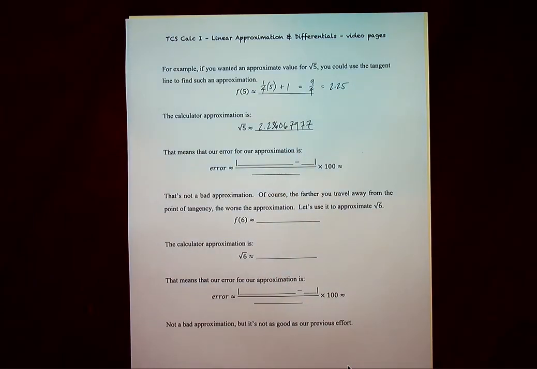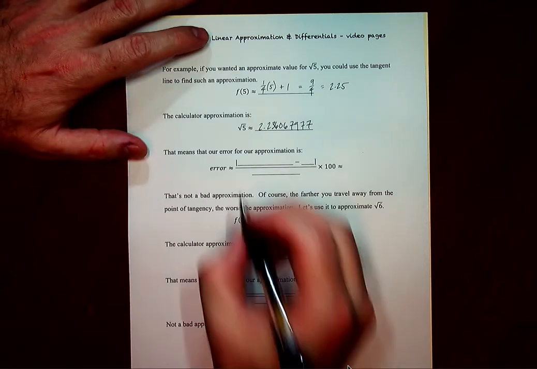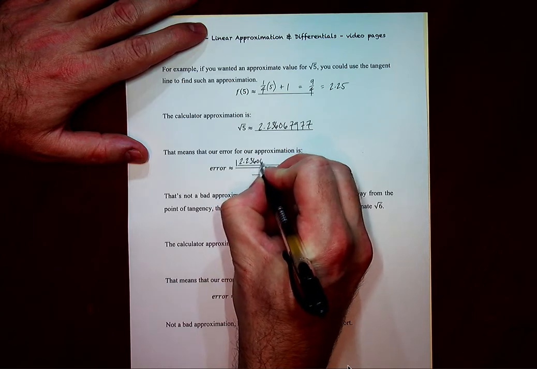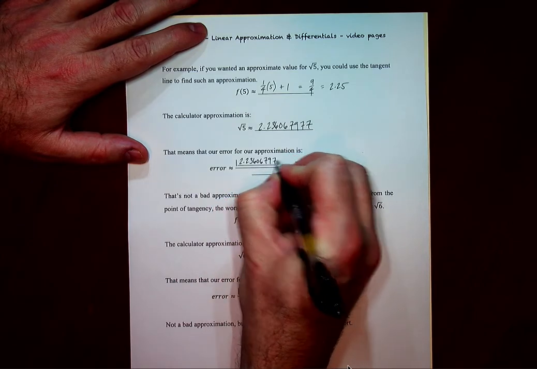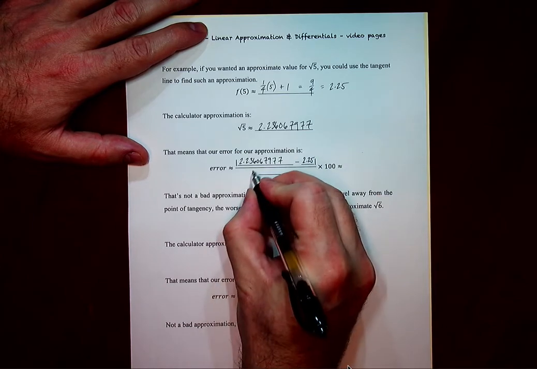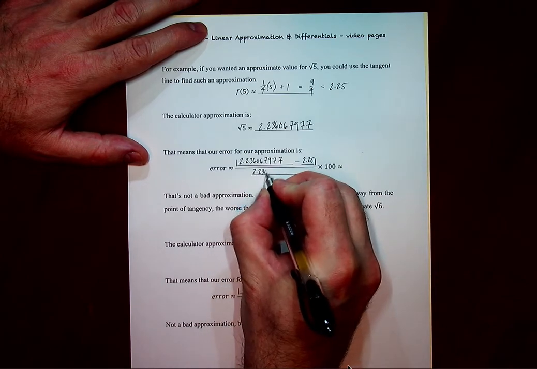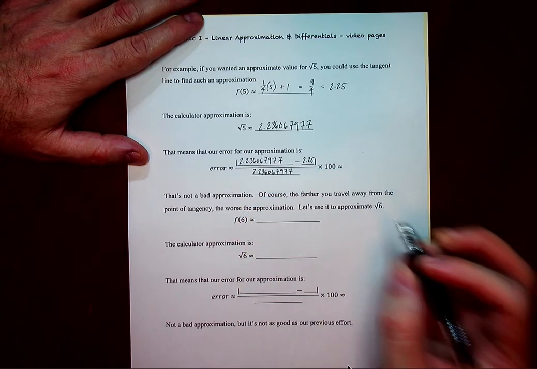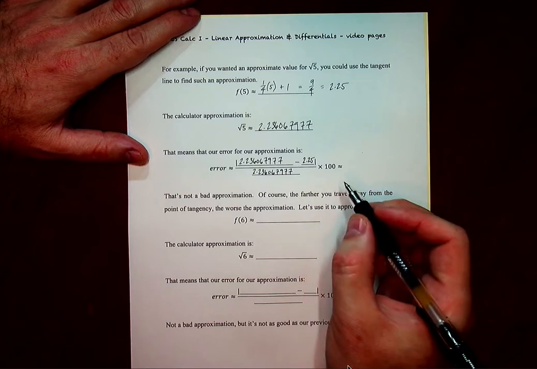Now, 2.236 is pretty stinking close to 2.25, okay? And if you actually wanted to, you could take this number, which is the actual, and subtract the approximation, again dividing by the actual, to give you a percentage error, and multiply it by 100 to get percent, right?